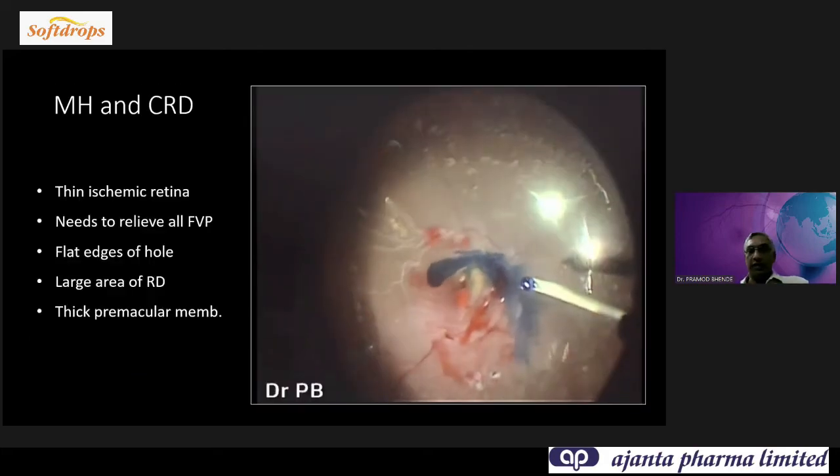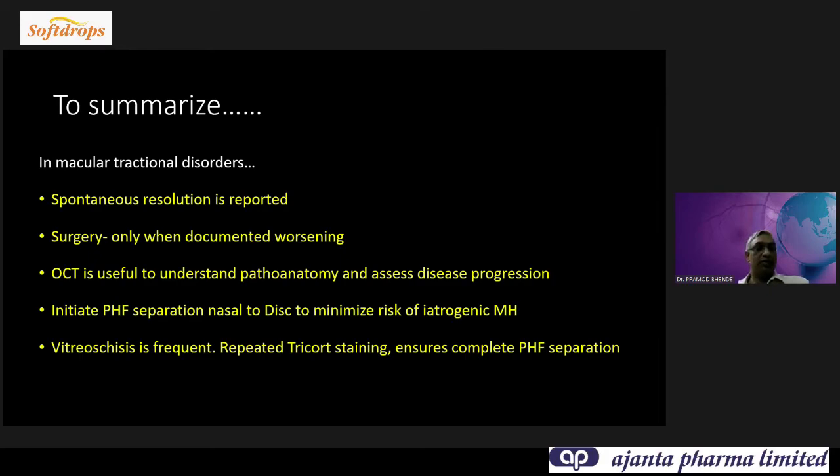So I think I'll stop here just to summarize. In macular tractional disorders, spontaneous resolution is reported. Surgery should be advised only when there is documented worsening. OCT is useful to understand the pathoanatomy and also to assess disease progression. Initial posterior hyaloid phase separation should be attempted on the nasal side of the disc to minimize the risk of iatrogenic macular hole. As vitreoschisis is frequent, repeated triamcinolone staining helps us ensure complete posterior hyaloid separation.